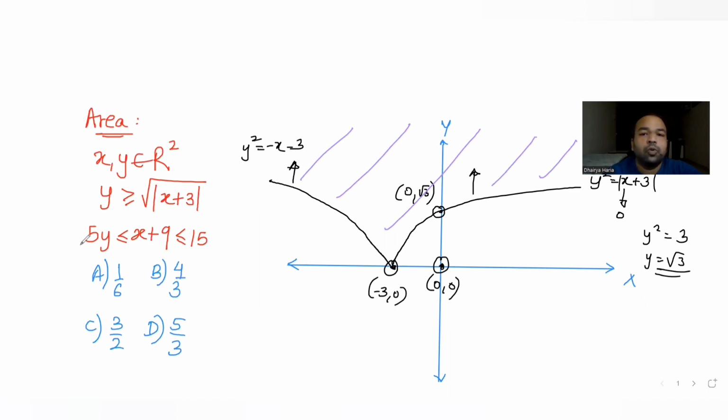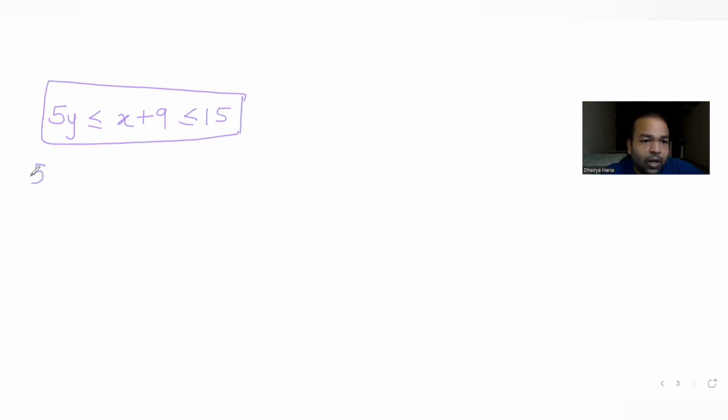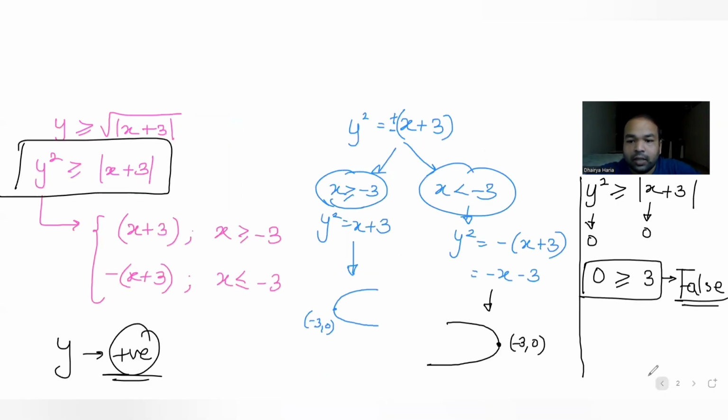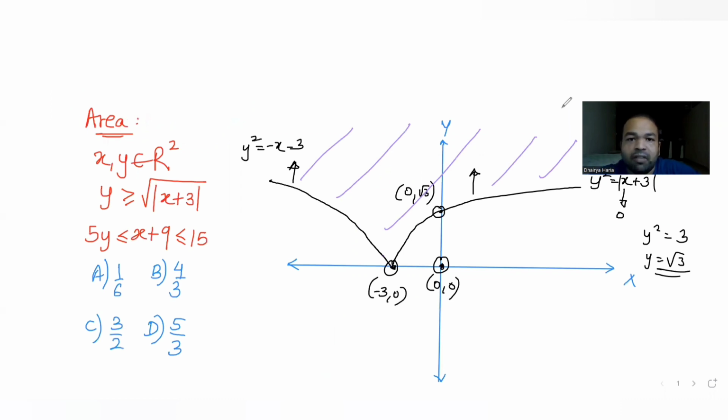But let's also plot these two lines. We will get two more regions, so we will get a common region there. Let's find that out. The first equation given to me is 5y less than or equal to x plus 9. The other equation for a line is x plus 9 less than or equal to 15. If I remove the inequality for the second equation, I get x plus 9 equal to 15, x is equal to 6. If I plot that, x equal to 6 will be somewhere here.